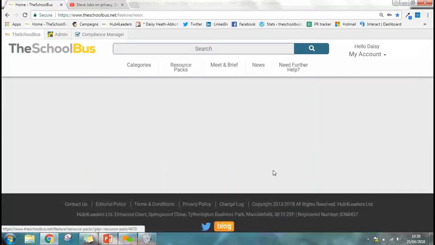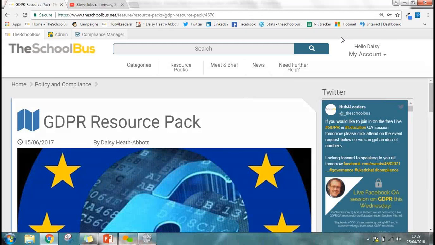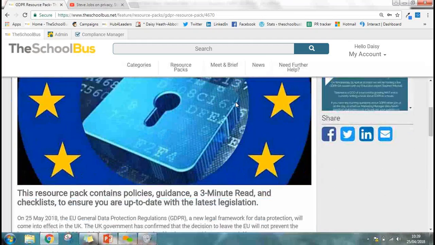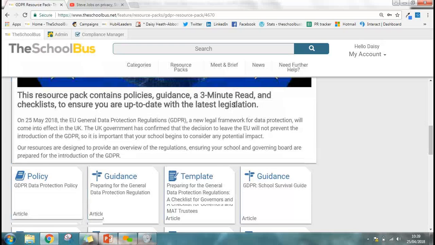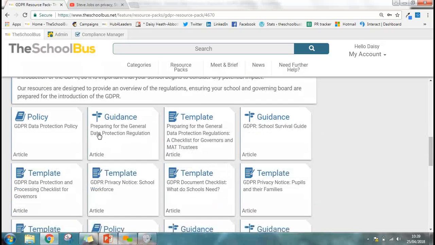If you're not a user of ours, if you take out a free trial, you can actually access 5 of our resources for free. So this is our resource pack here, and it just includes what we think is necessary within a school. Obviously we have our GDPR data protection policy, guidance, and checklists for governors and MAT trustees to ensure that the school is up to date and where it should be to prepare for the 25th of May.